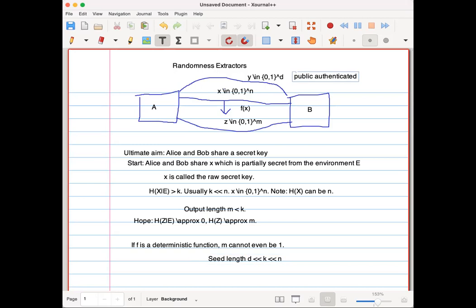So now Alice and Bob had the old x, which was a raw secret key, and then they have y, which is independent of everything else, independent of x, independent of the environment, and is perfectly random. Now, can they use this y for some benefit? Remember, y is very small. One can say, they have got y, so let them just ignore x and output Z equal to y. But then the output length m is only d, and that's not what I want. Remember, I would want m to be close to k, ideally, and d is much, much smaller than even k.